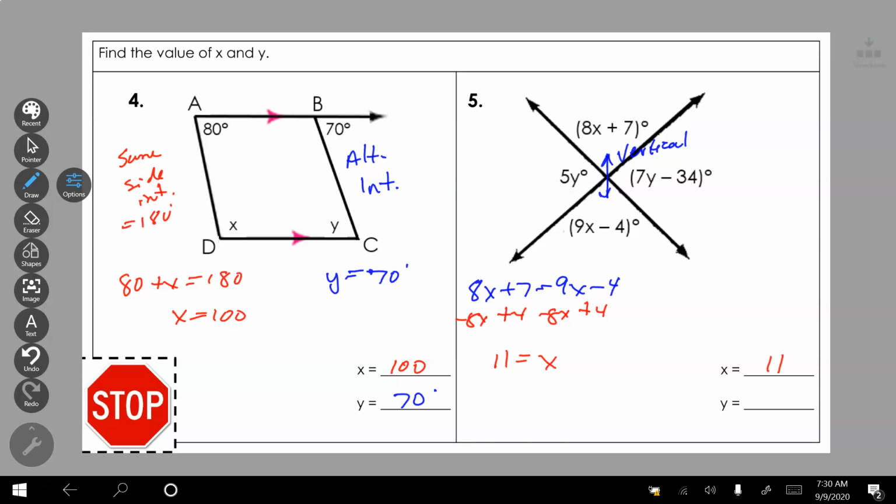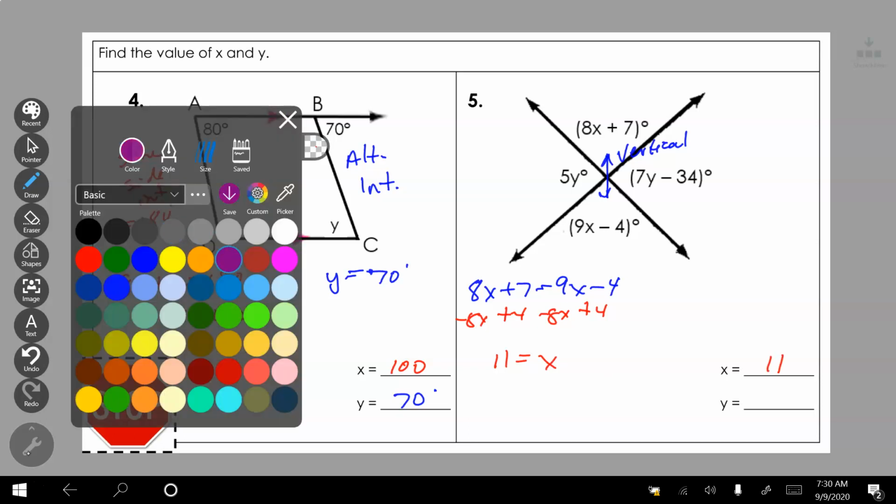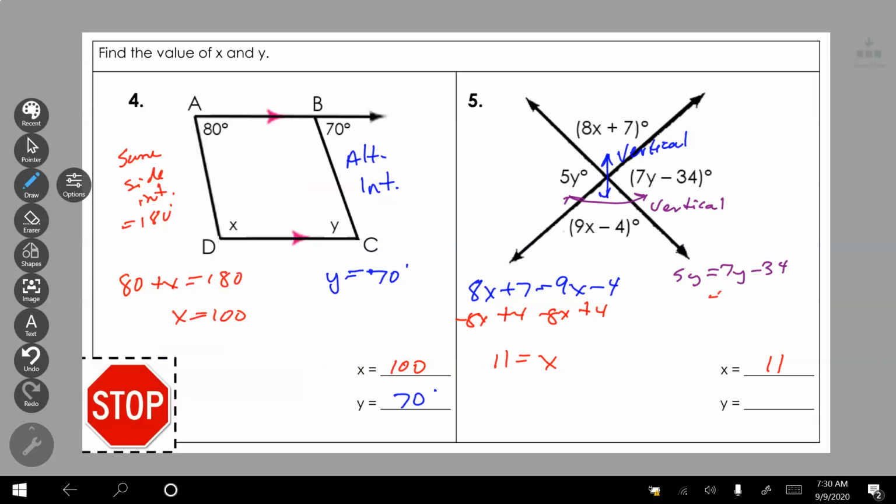So that's 11. But then I have these two angles are also vertical. So 5y equals 7y minus 34. I'm going to subtract the 7y. Negative 2y equals negative 34. And I divide by negative 2. I get y equals 17. Okay? Vertical angles are congruent. Not everything is going to be between parallel lines.